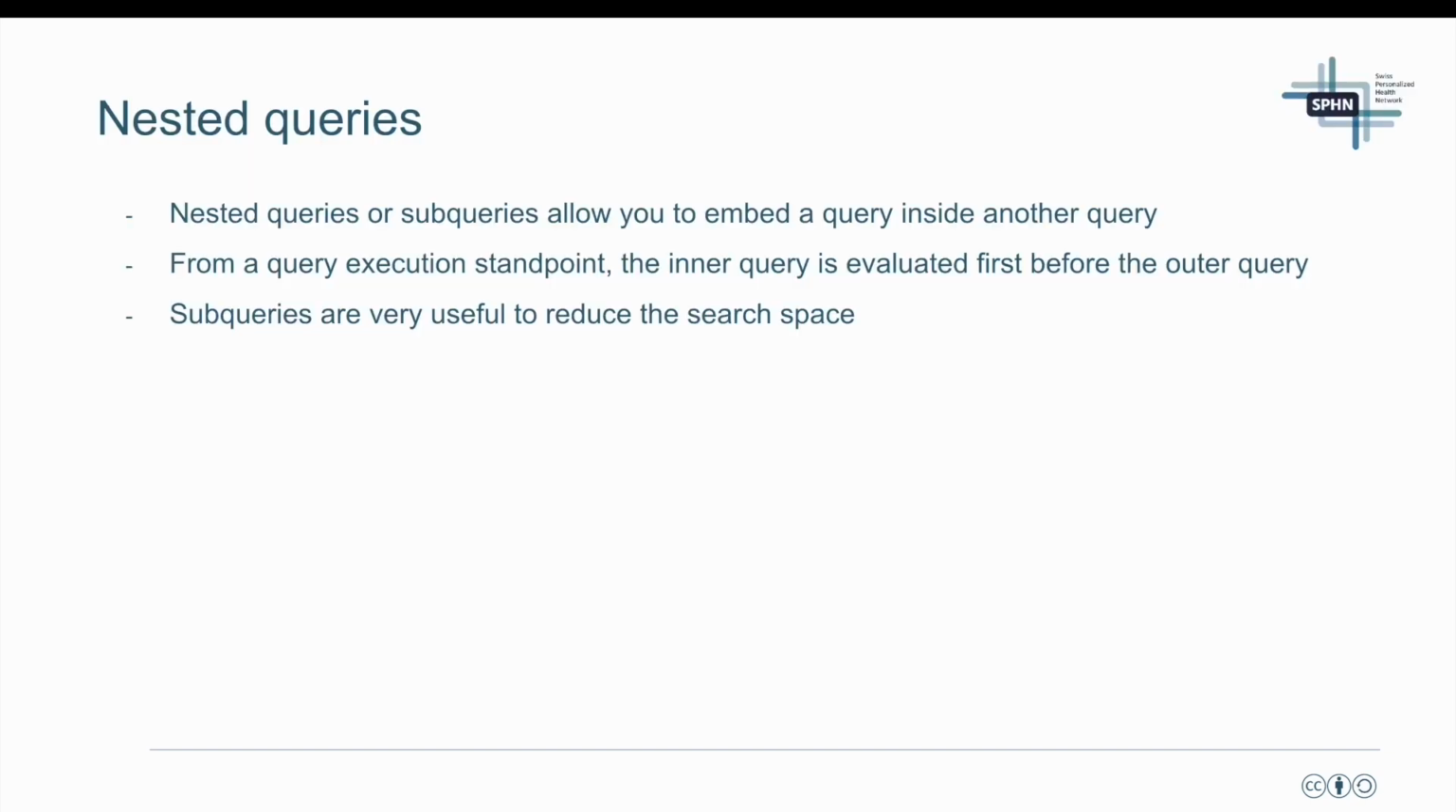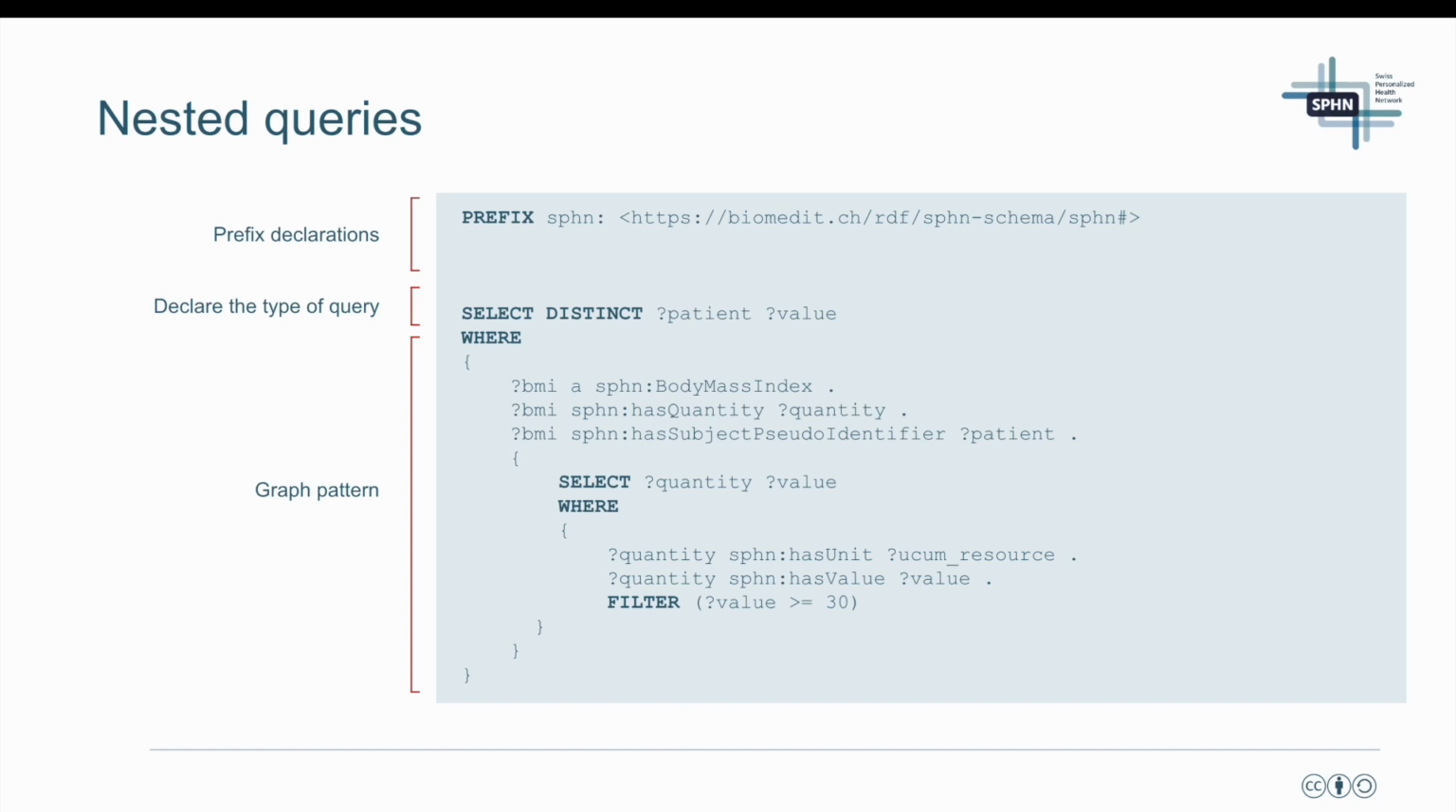The next is nested queries. SPARQL provides support for nested queries or subqueries where you can embed a query inside another query. From a query evaluation standpoint, the inner query is evaluated and executed first before the outer query. This can be used to your advantage since the subqueries can be used to reduce the search space. With SPARQL, many a times you will notice certain queries to run much better when you rewrite them with subqueries or nested queries.